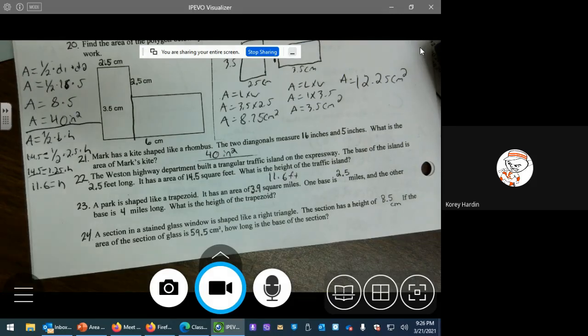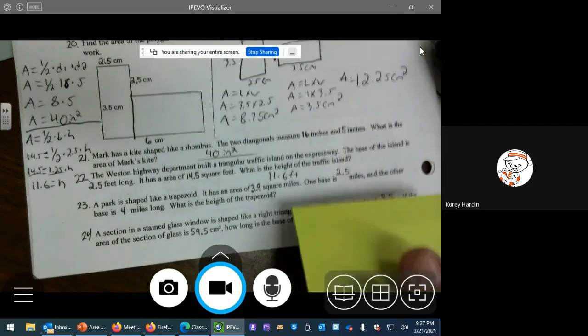A park is shaped like a trapezoid. It has an area of 3.9 square miles. One base is 2.5 miles, and the other base is 4 miles long. What is the height of the trapezoid? Okay.